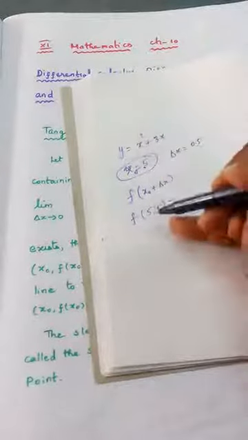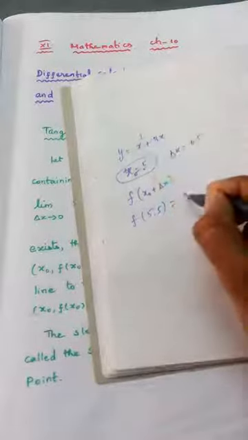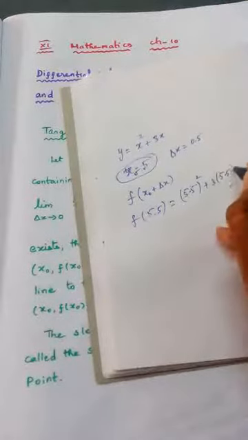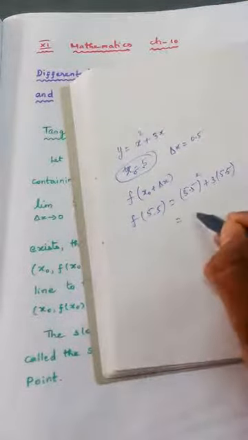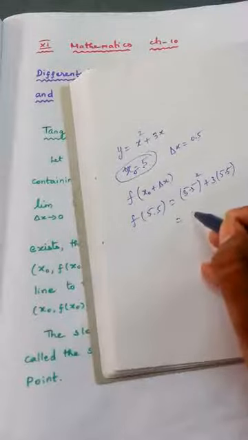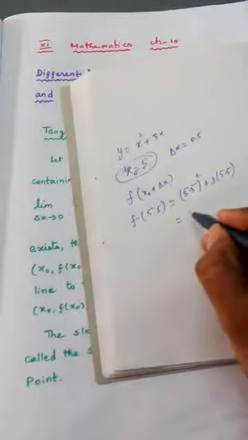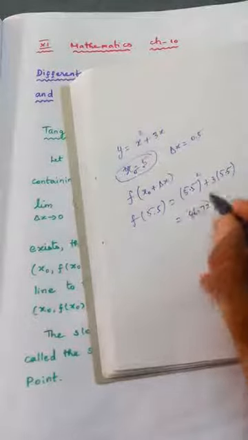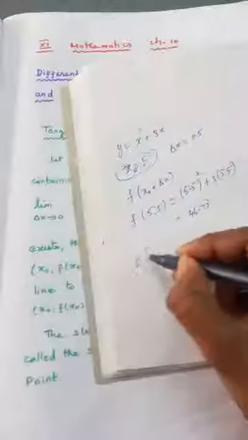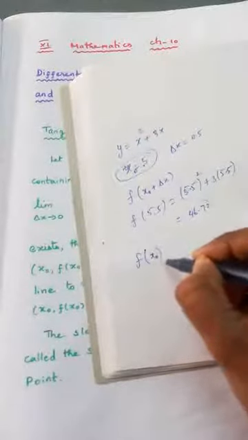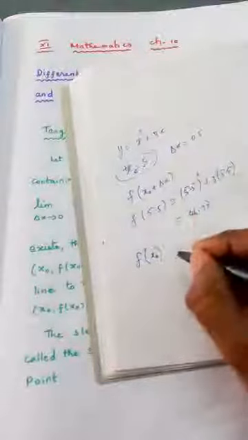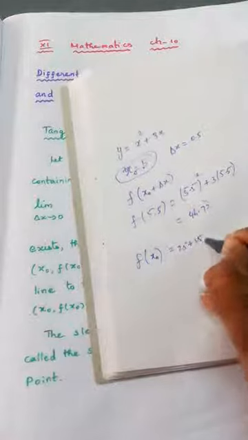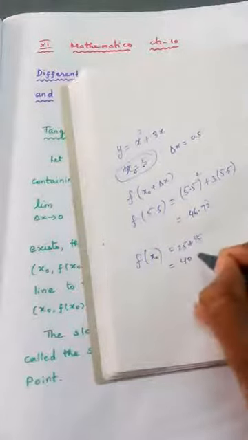How to calculate f of 5.5? I should substitute 5.5 in place of x, so I will be getting 5.5 whole square plus 3 into 5.5, right? Suppose I am getting an answer of some 46.72, not the exact value, a rough value. And suppose I am calculating f of x naught. X naught is nothing but 5. How to calculate this? Put 5 here. 25 plus 15, so 40 comes.